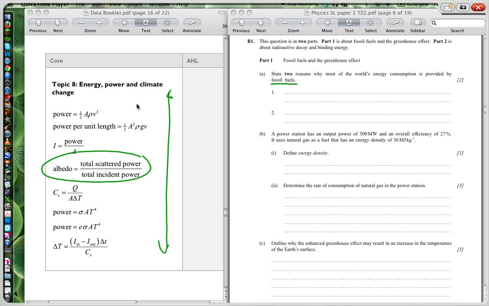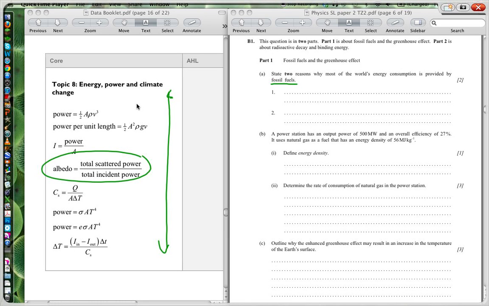Let's just say it again. They are widely available. There is a great deal of it. We have a lot of it at the moment, and it's easy to transport. They have a relatively high energy density, and you can build your power stations close by.